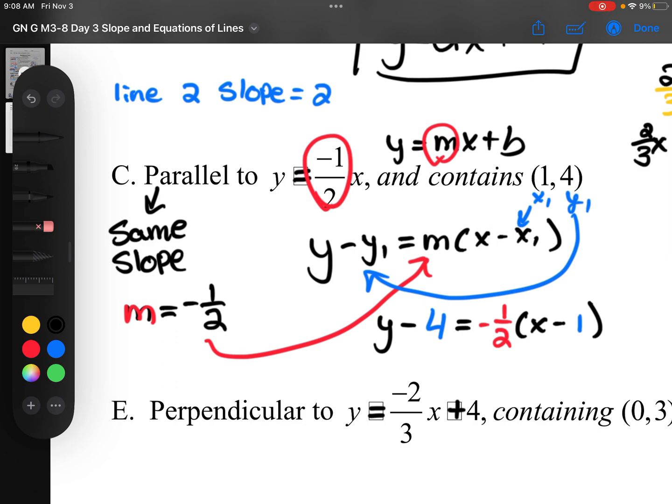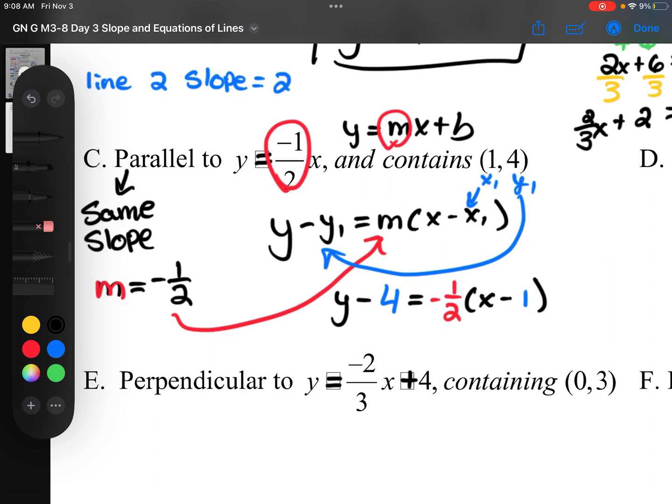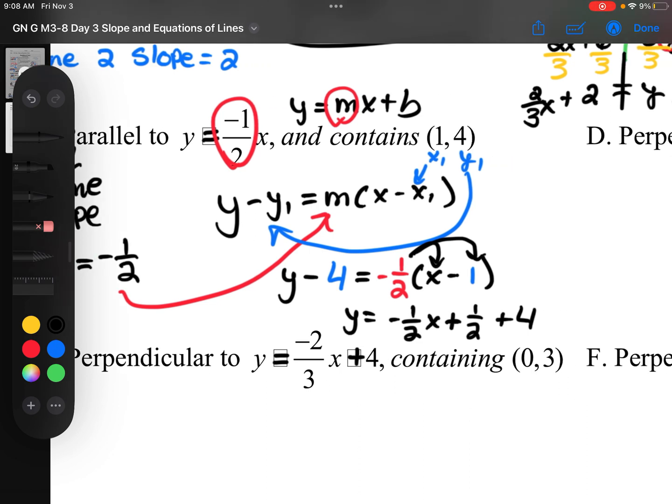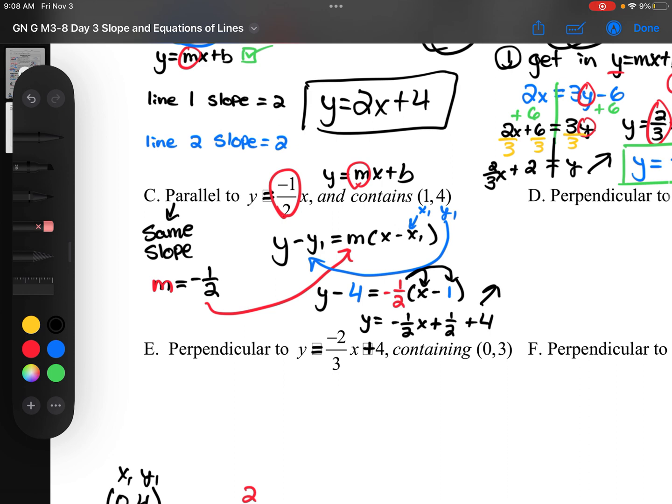Okay. And then from here, we just need to simplify it so it's in y equals mx plus b. So you just have to distribute your 1/2. Then you have -1/2 x minus the -1/2 times -1, which is going to be a +1/2. And then we just have to add the 4 over to this side to get y equals. If we do that, we're going to get 4.5. So our actual equation here would be y equals -1/2 x plus 4.5, because we have the 4 plus 1/2. So that's how you can do that. You could also write that as a fraction.